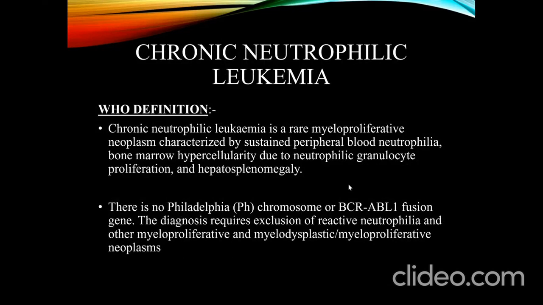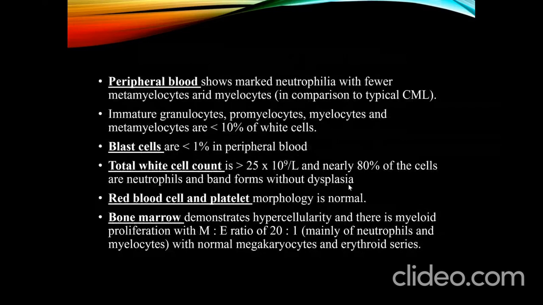So let us first discuss chronic neutrophilic leukemia. The WHO definition says chronic neutrophilic leukemia is a rare myeloproliferative neoplasm characterized by sustained peripheral blood neutrophilia, bone marrow hypercellularity due to neutrophilic granulocyte proliferation, and hepatosplenomegaly. There is no Philadelphia chromosome or BCR-ABL1 fusion gene. The diagnosis requires exclusion of reactive neutrophilia and other myeloproliferative and myelodysplastic or myeloproliferative neoplasms.